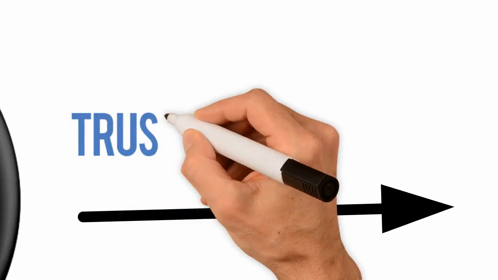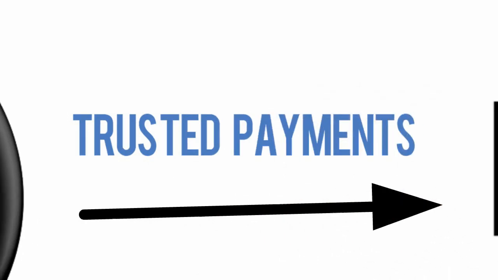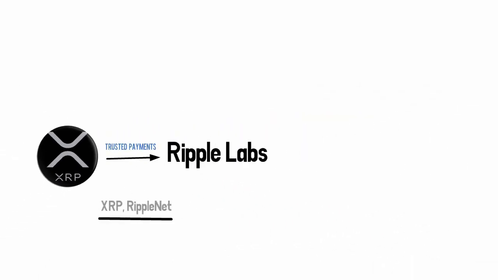What is XRP? XRP is a cryptocurrency created by Ripple Labs to facilitate immediate and trusted payments. To begin with, it's important to understand the difference between XRP, RippleNet, and Ripple.